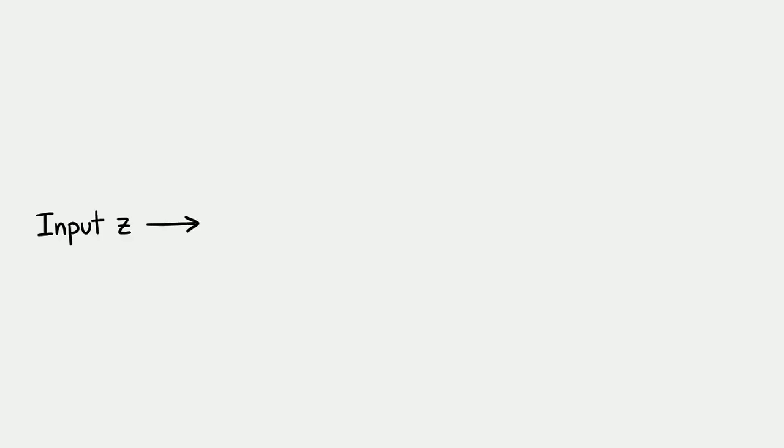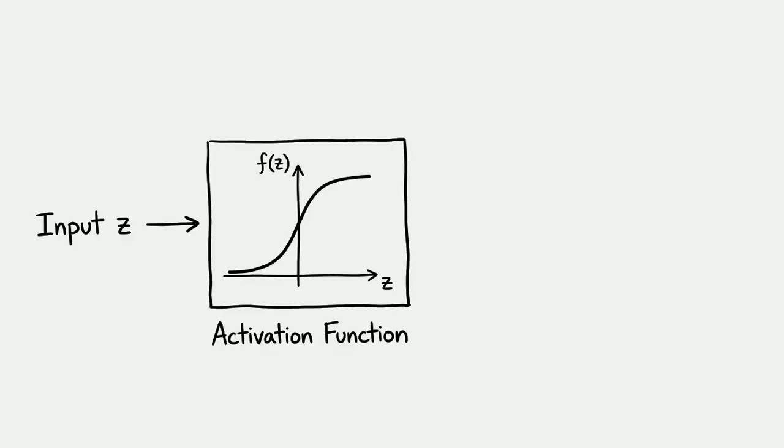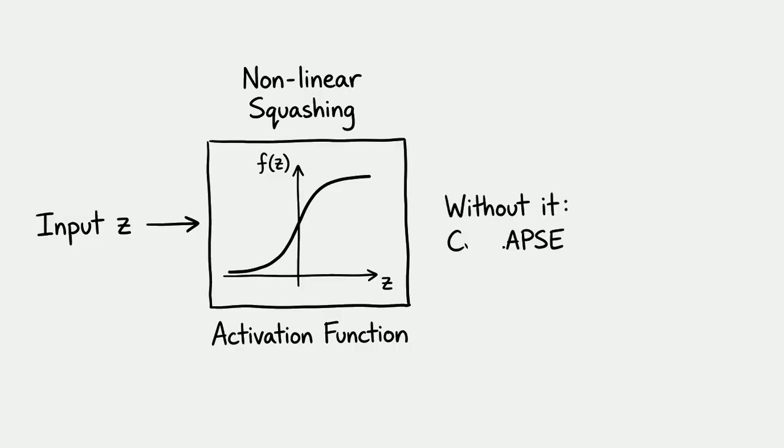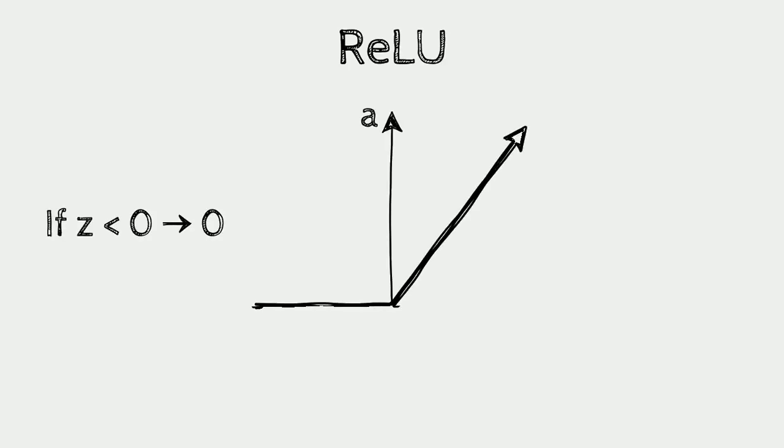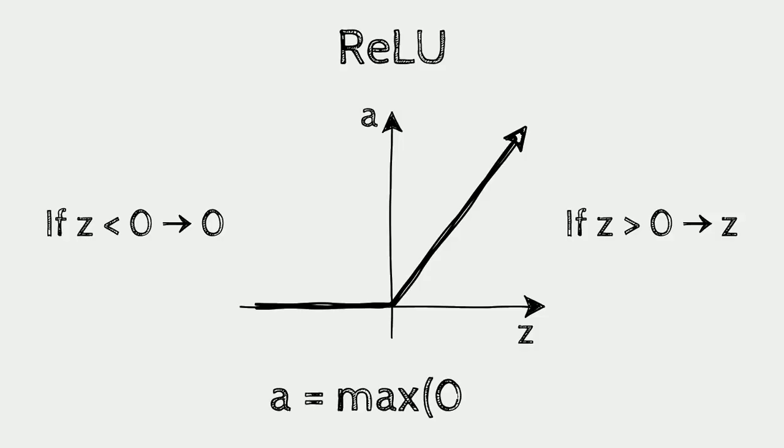Next, we pass z through an activation function. The activation function squashes or transforms the number in a non-linear way. This step is crucial because without it, the entire neural network would collapse into a single linear equation, no matter how many layers we add. A very common activation function is ReLU, which simply outputs 0 if z is negative and outputs z itself if z is positive. So the final output of the neuron is a equals max of 0 and z. That is one neuron. It is extremely simple, but when we connect many of these together, powerful behavior emerges.